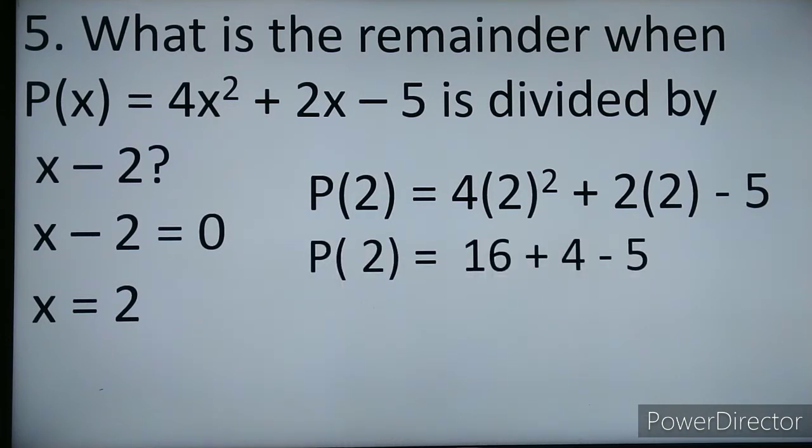Then simplifying, we have now the result. P of 2 equals 15. So it means that the remainder is equals to 15. So this is one way of finding the remainder when we divide polynomial functions.